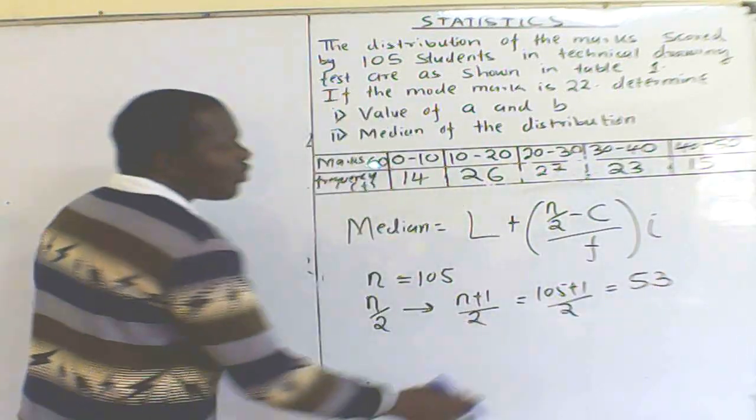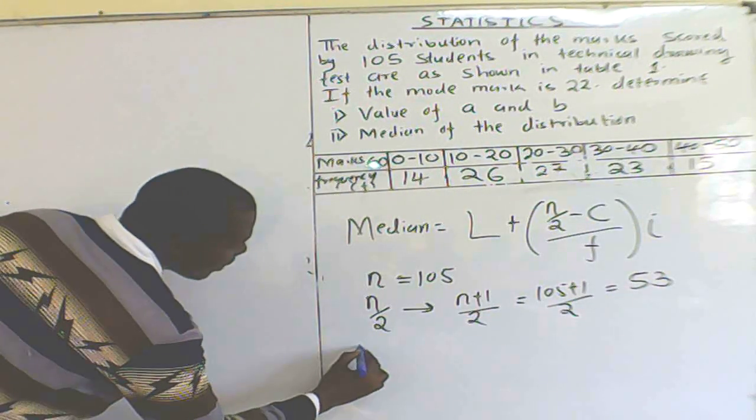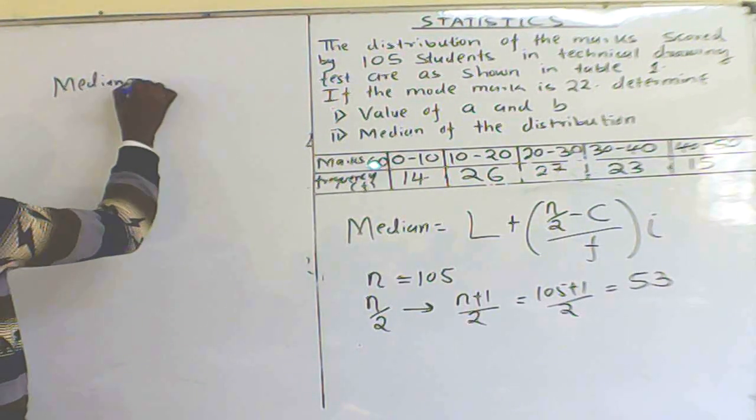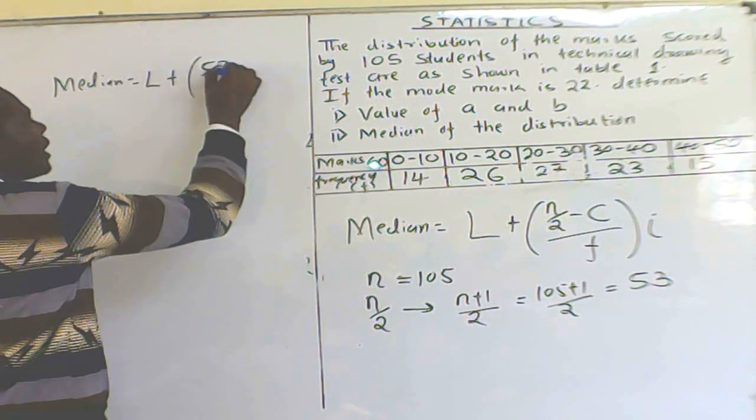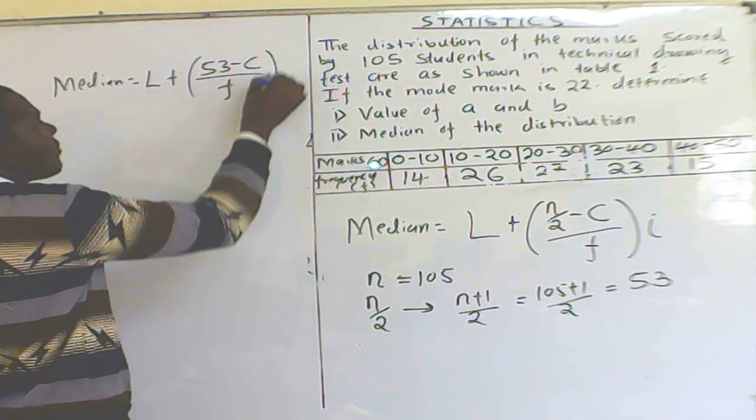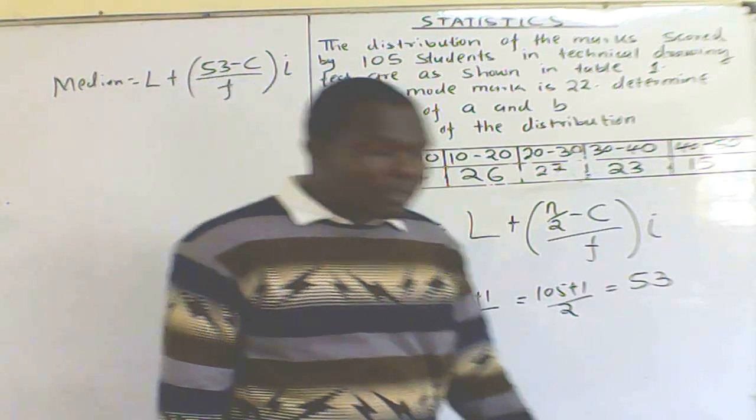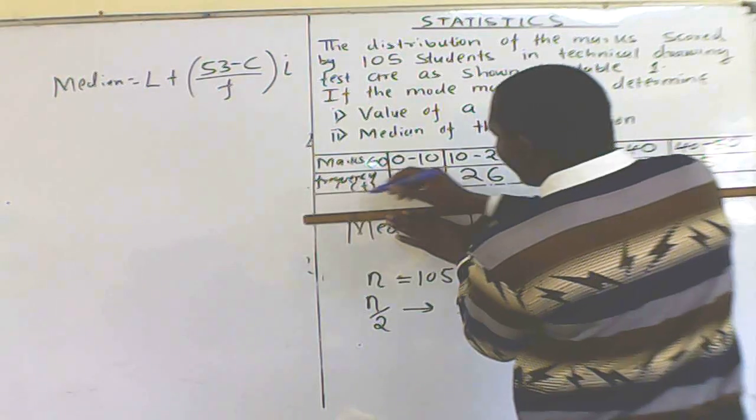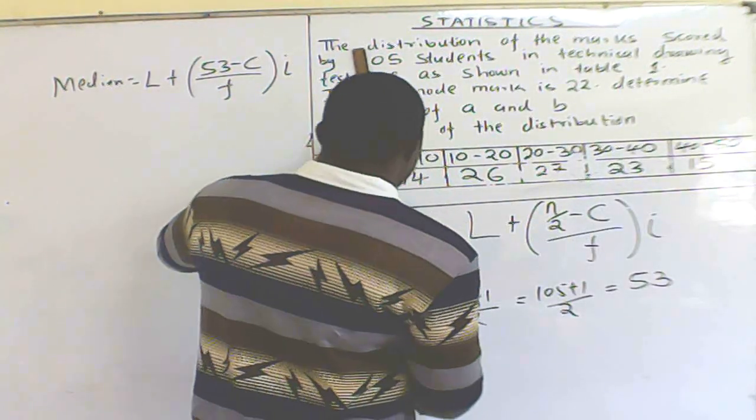53. So when there is N over 2, you are going to put 53. So we are going to get the median to be what? The median is the lower class limit of the median class plus (N/2 minus C) over F, times I, meaning you need a column of the cumulative frequency. So let us put a column of the cumulative frequency to see where that C is.